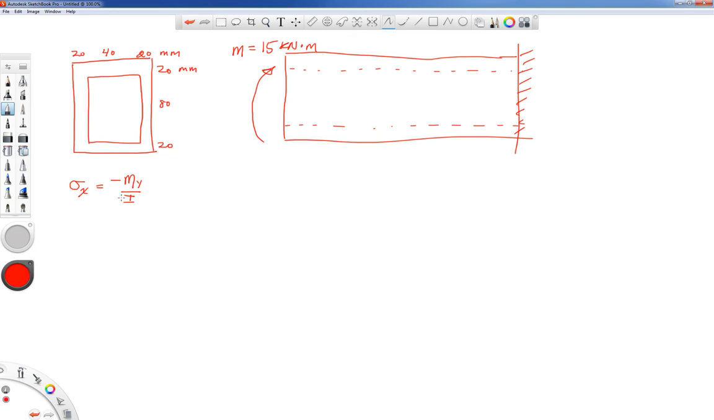So for this example, we're going to have a cantilevered beam with a constant bending moment applied to it. We'll keep the statics kind of simple. We have 15 kilonewton meters for the bending moment, and the cross section of the beam is a hollowed out square. So it's a tube. And across the top, the dimensions 20, 40, and 20 millimeters, and down along the side, 20, 80, and 20 millimeters. So sigma is equal to minus My over I.